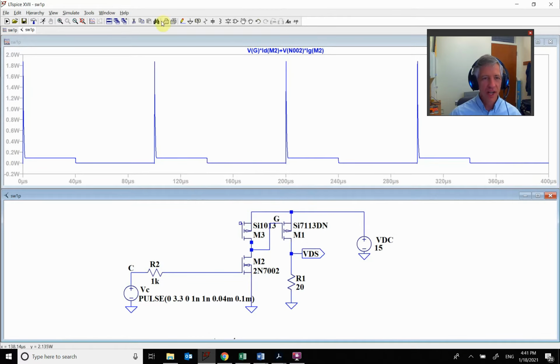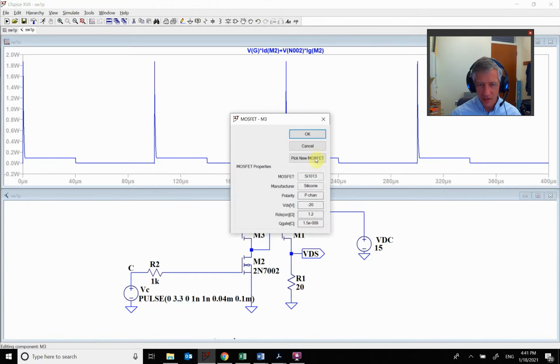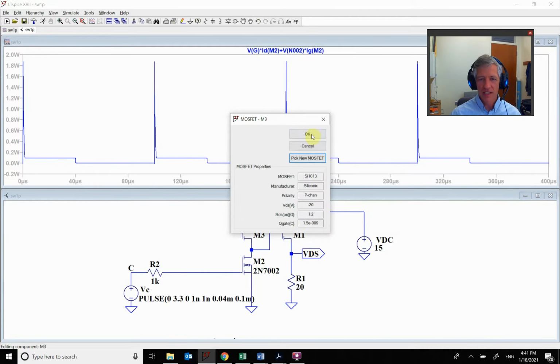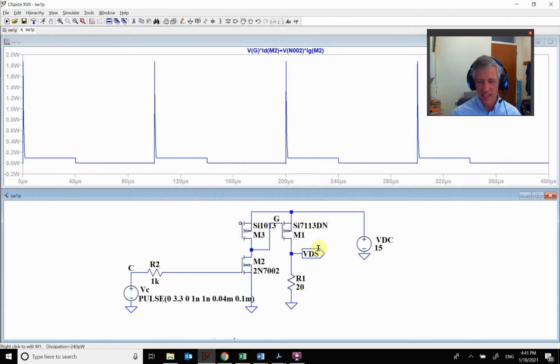Okay, so now we have this. And then these should switch at different times. But the problem is this is 3.3 volts, so it's going to switch this one. This one isn't going to ever switch off. So what we need to do is, this one has a threshold of 1.3 volts. That means that the voltage at this gate needs to be 1.3 volts from the 15.